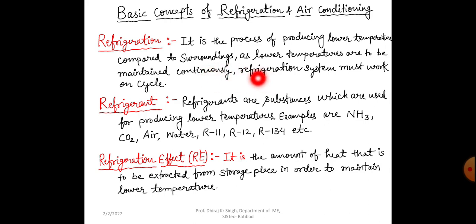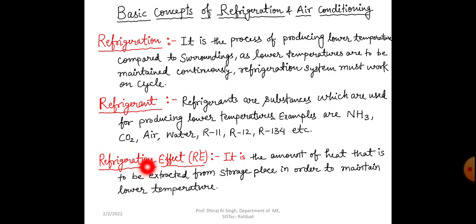So, dear students, now we will discuss what is a refrigerant. Refrigerants are substances which are used for producing lower temperatures. So this refrigerant is a medium, the medium with the help of which we get refrigeration. Examples of these refrigerants are ammonia, carbon dioxide, air, water, R11, R12, R134. R11, R12 and R134 are basically refrigerant names, refrigerant coding.